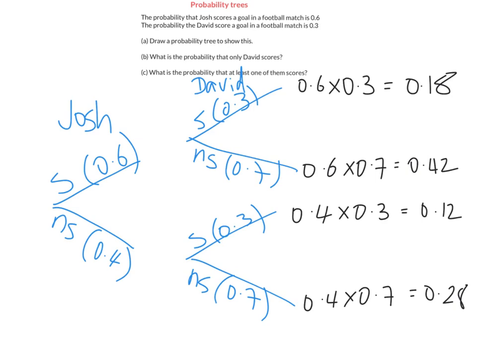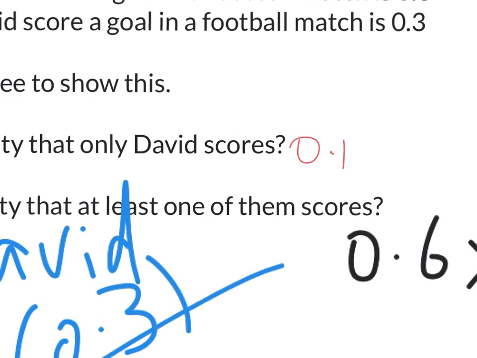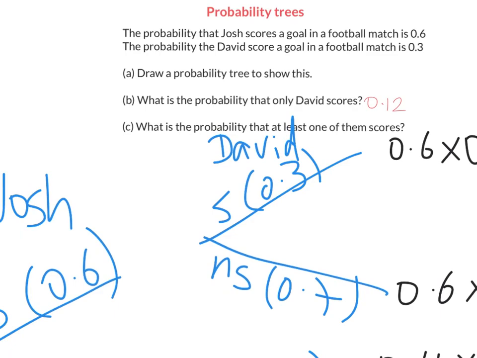Next question, what is the probability that only David scores? Okay, so in order for David to score, Josh must have missed. So we're going to go down the fact Josh did not score and David did score. So that brings us to 0.12. So I'm going to zoom in here. 0.12. Okay.